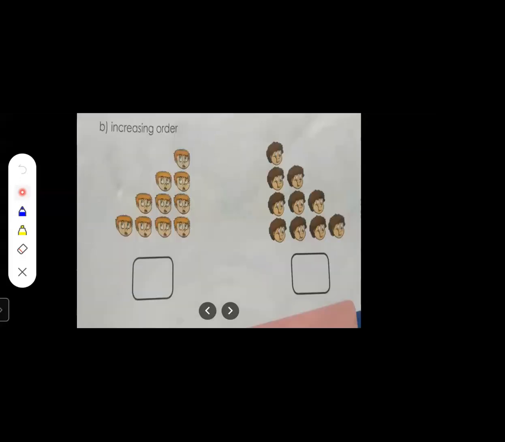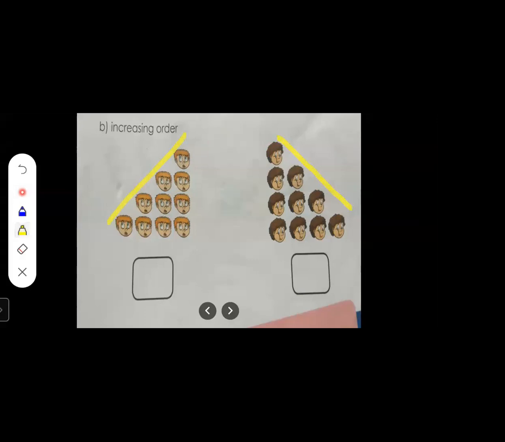Now the next one, what we have to do? Increasing order. We have to tick for the increasing order. So where is the increasing order? Which is the increasing order over here? What do you see in the picture? Faces are there. Now tell me which one is the increasing order? This one or this one?